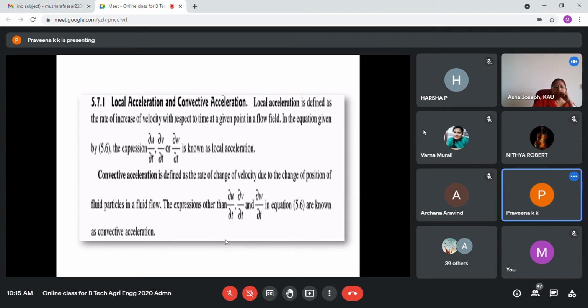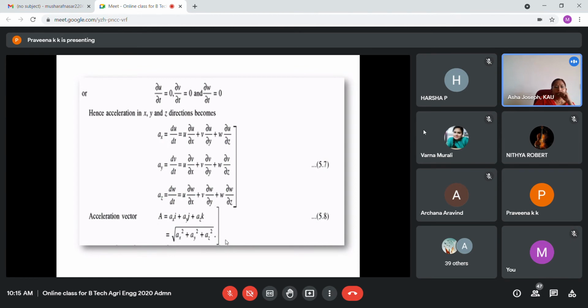Dear students, there are so many problems worked out in this chapter of the Bansal book and other books also. So many worked out example problems are there for finding the acceleration and velocity. If one component is given, how the other component will be determined, all those problems are there in the book. So you go through that also. If time permits, we'll also take a few examples. Otherwise, there won't be any time for working out all the problems. So day to day you go through those problems also along with the theory.